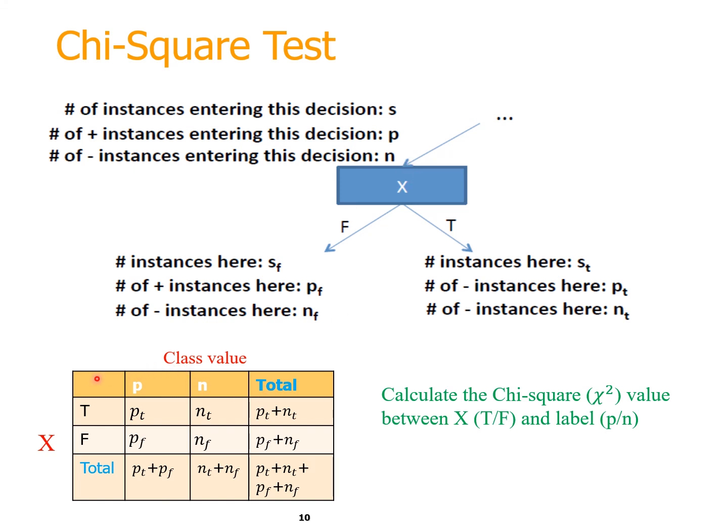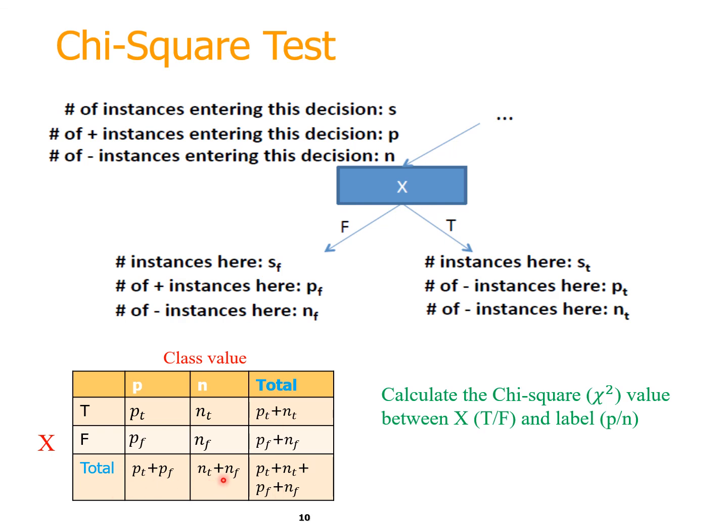So you form this table. So class value is P and X value is T and F. For each cell here, this represents the number of data. So in this case, X value is T and its class value is P. The same thing for here. These are the number of data where X value is F and its class value is N. So you fill out all these counts, and do summation here.